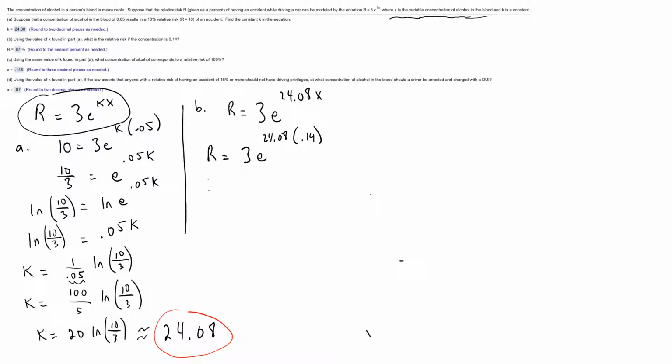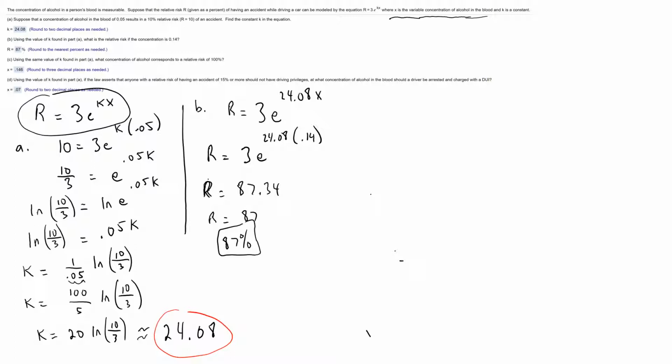And then now we're going to use our calculator. I'm using the e, and then I'm going to raise that to the 24.08 times 0.14 power, and I get 29.11 and so on. And I have to multiply that result by 3. And what did they want me to round to? It says round to the nearest percent. On the calculator, I actually get 87.34 and so on, but it says round to the nearest percent, so 87. So R equals 87, or 87%.